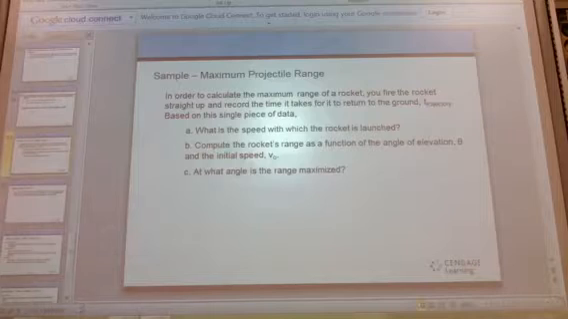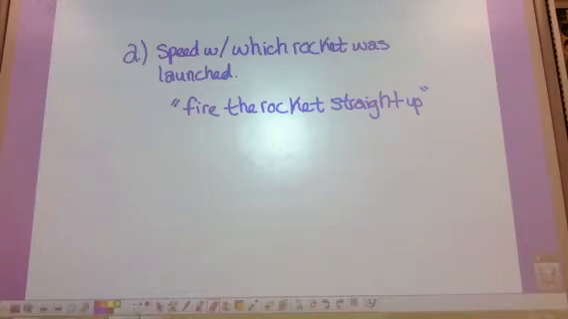So this says, in order to calculate the maximum range of a rocket, you fire the rocket straight up, and then you record the time it takes for it to return back to the ground. And we're going to call that specific time t trajectory. So it says, based on this single piece of data, based on this t trajectory, that's what we're revolving time around, we want to know on part A, what is the speed with which the rocket is launched? Okay, so speed with which rocket was launched, that's my goal to figure out for A.